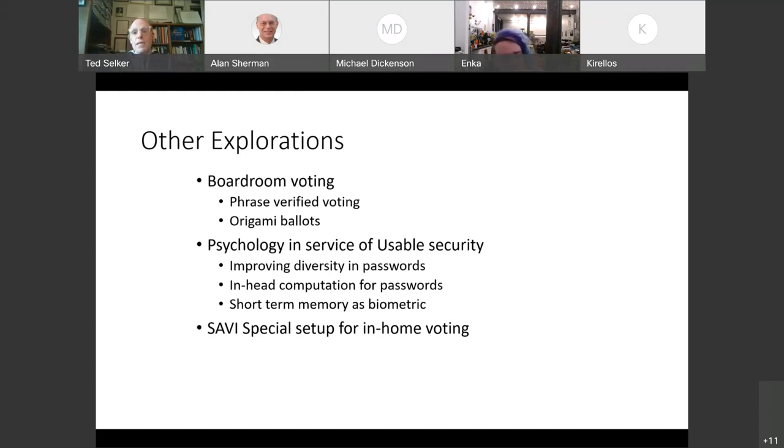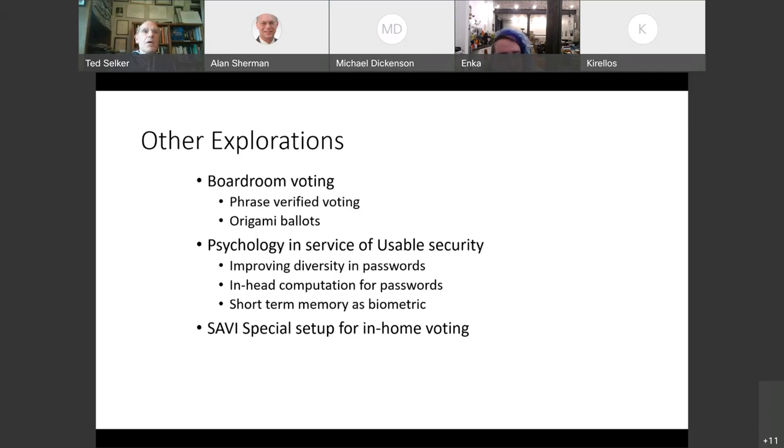And we also made a system where people online in these boardroom votes, like choosing tenure, could vote, and we could verify that they had voted. And that actually was tried and used in several elections at the University of Maryland, Baltimore.